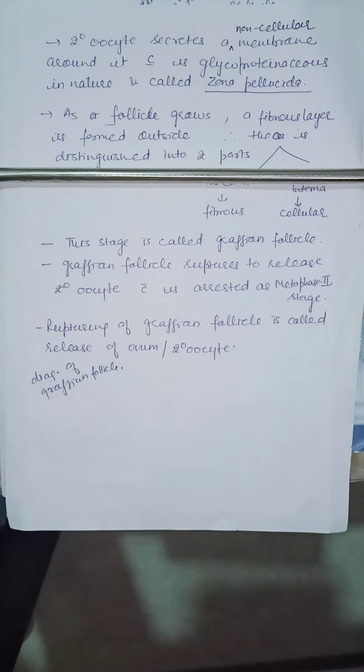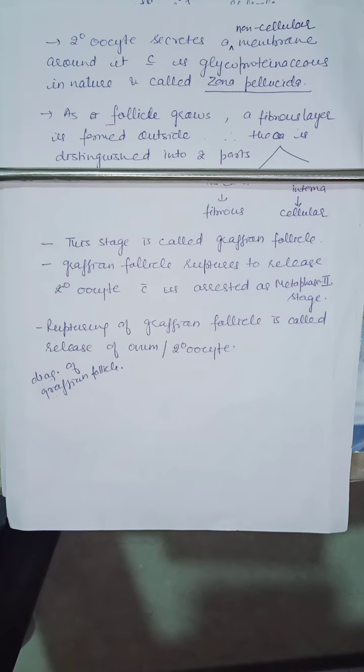At puberty, the primary oocyte in the tertiary follicle completes its meiosis 1 to change into secondary oocyte. Plus, theca gets differentiated into two parts, theca externa and theca interna. Plus, the secondary oocyte also secretes a non-cellular glycoproteinaceous layer around it, which is known as zona pellucida. These three changes make the tertiary follicle into Graafian follicle.